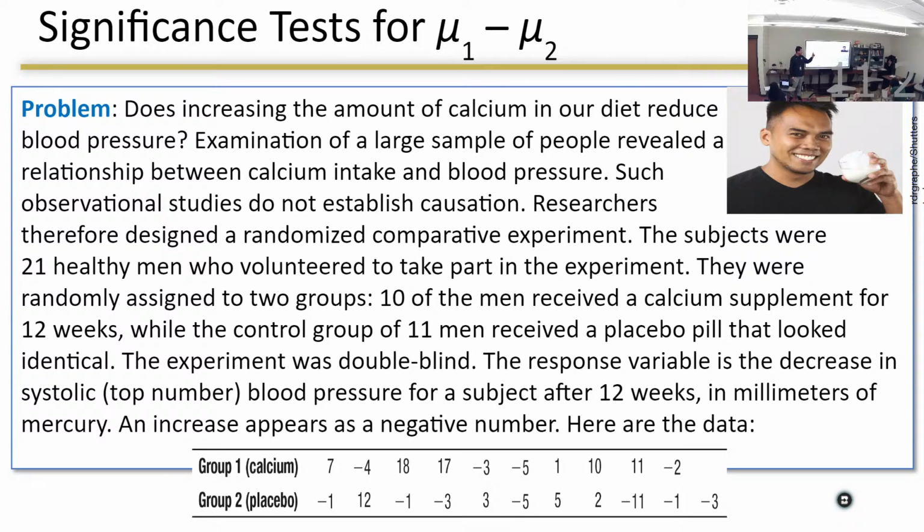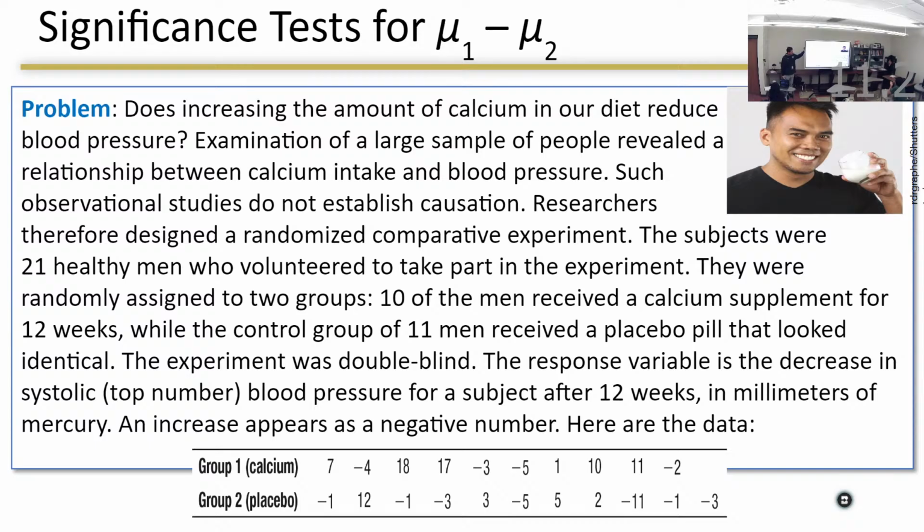Researchers therefore designed a randomized comparative experiment. Ding, ding, ding. That already tells me that I'm not going to check the 10% rule. I'm not going to check it because this is an experiment. Okay? Randomized. The subjects were 21 healthy men who volunteered. Ding, ding, ding. This is not an SRS. Don't say it's an SRS because it's not.